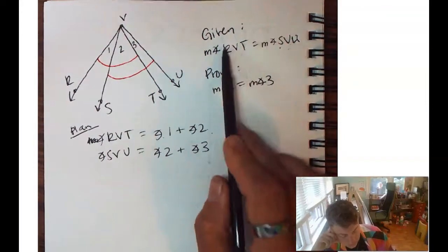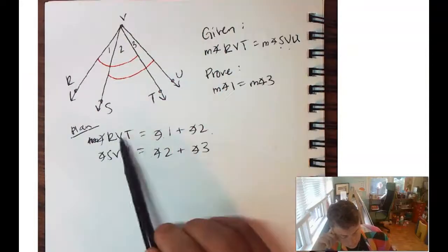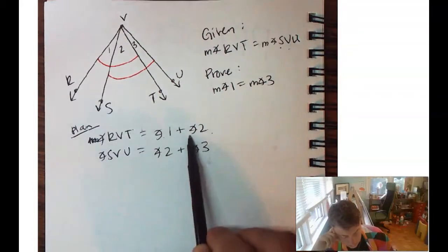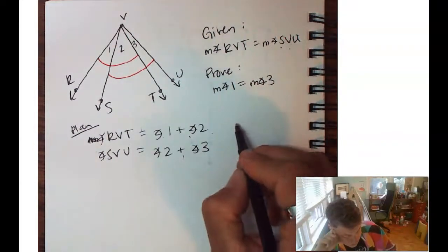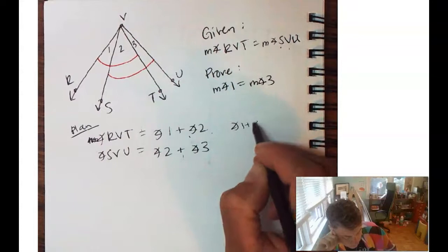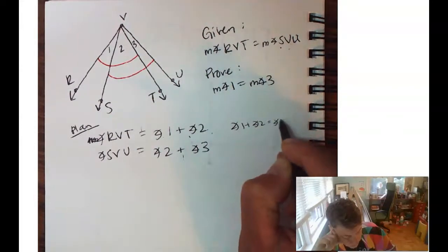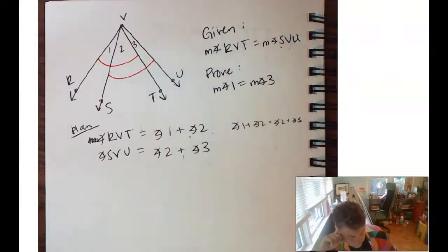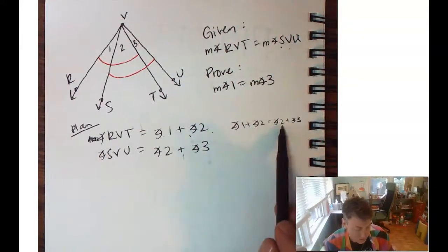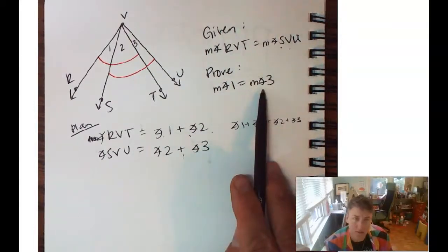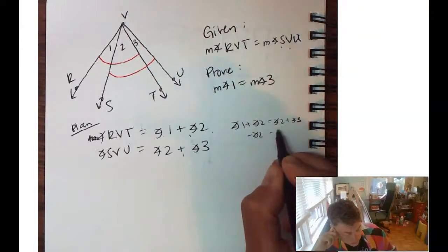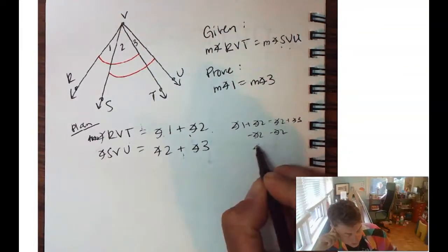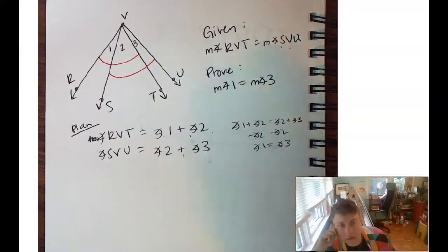If RVT is equal to SVU, then whatever RVT is will be equal to whatever SVU is. So we'll have angle 1 plus angle 2 equals angle 2 plus angle 3. Then this is pretty easy. We can subtract 2 off of both sides, and we'll be left with angle 1 equals angle 3, which is what we're really trying to prove.